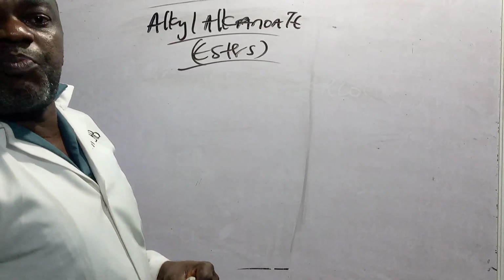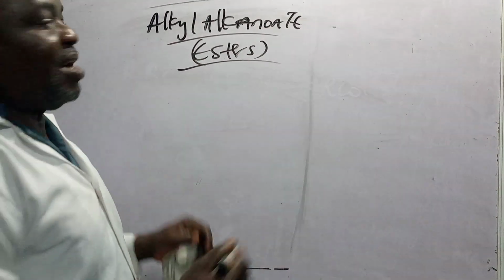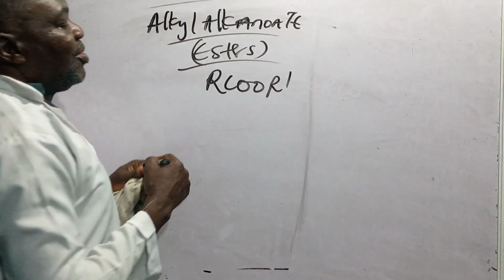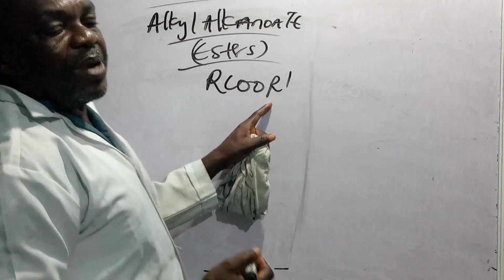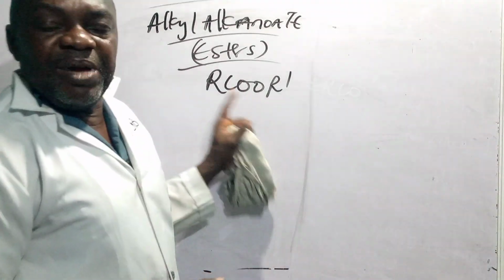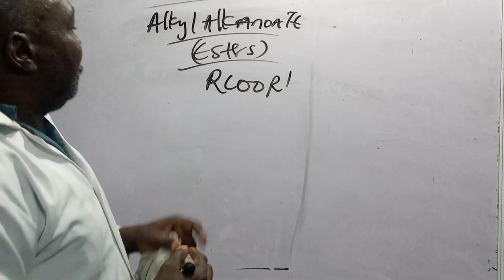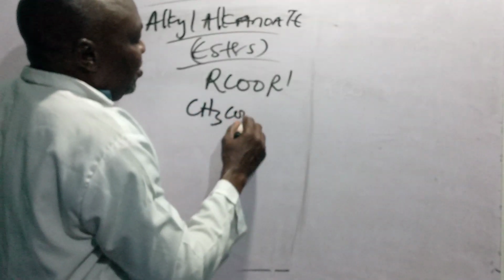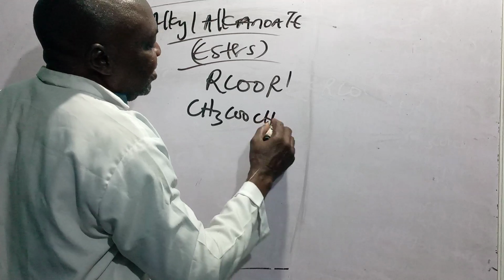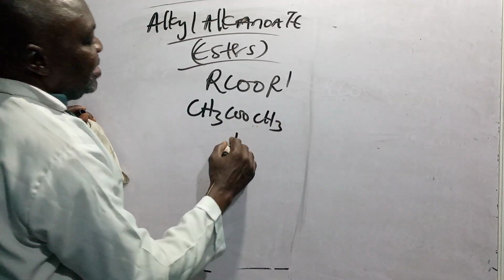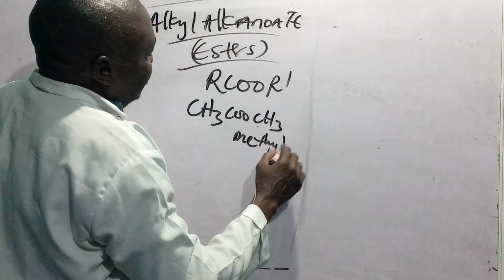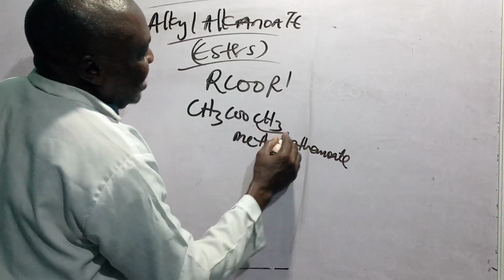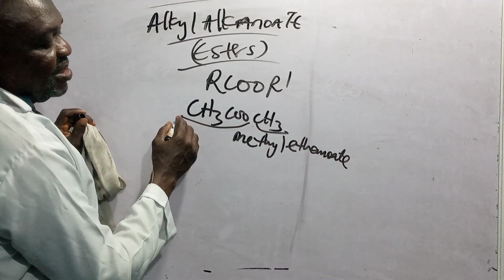Esters are organic compounds that have the general molecular formula RCOOR', where R is an alkyl group, and R' as well is an alkyl group, but they may be the same or different. For example, this alkyl group can be CH3COO, and this one also can be CH3, in which case we call this methyl ethanoate. This is a methyl group, and this is an ethanoate from ethanoic acid.